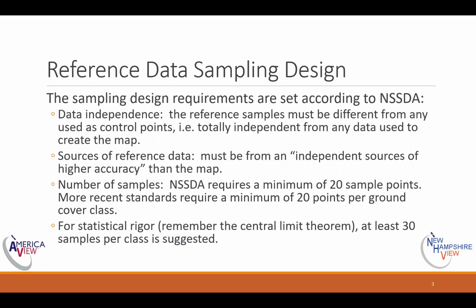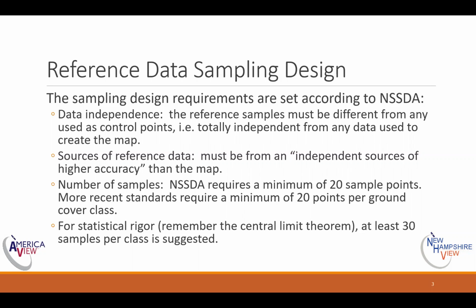Okay, so a couple of criteria. 1, we need data independence. The reference samples that we collect have to be different. They can't be the same. They have to be different than anything that was used as control points. In other words, if we collected some data to register the map to the ground, we can't use those same control points to now test how good a job we did. We need a completely independent data set. That's well understood in statistics, but you'd be surprised for positional accuracy assessment how often that's not the case. And so please pay attention to that.